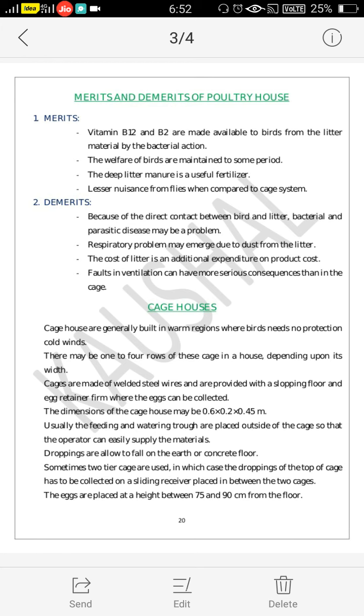The disadvantages of deep litter poultry houses: because of the direct contact between the bird and litter, bacterial and parasitic diseases may be a problem in this house. Respiratory problems may emerge due to dust from the litter. The cost of litter is an additional expenditure on the product cost. Also, faults in ventilation can have more serious consequences than in the cage. So these are the merits and demerits of the deep litter poultry house.